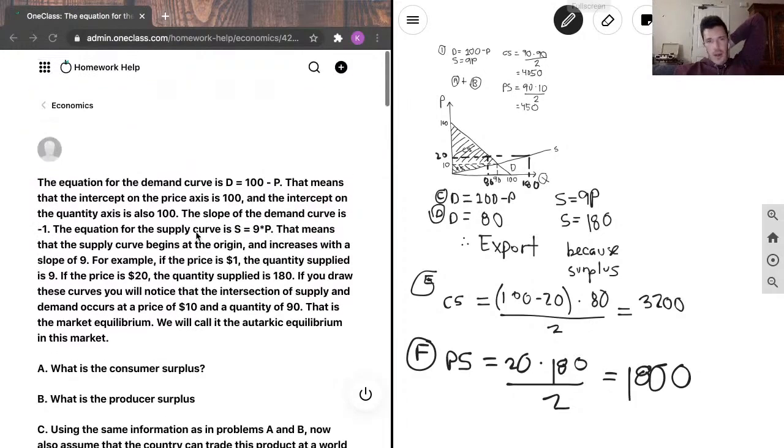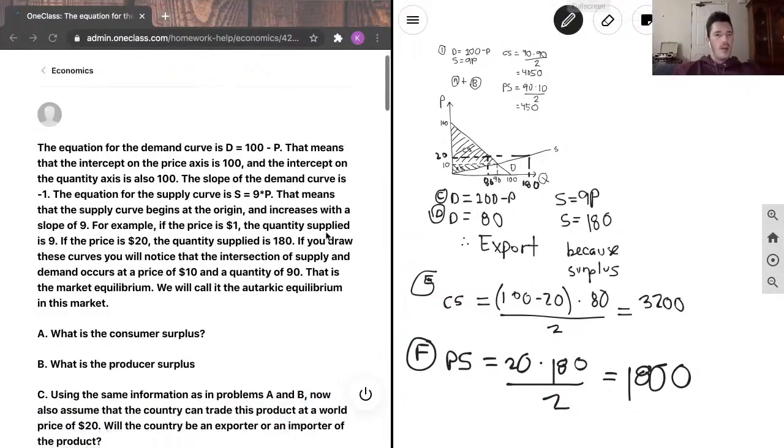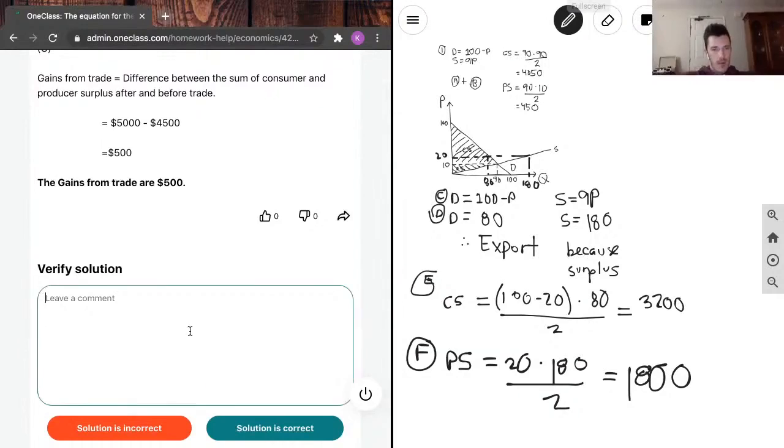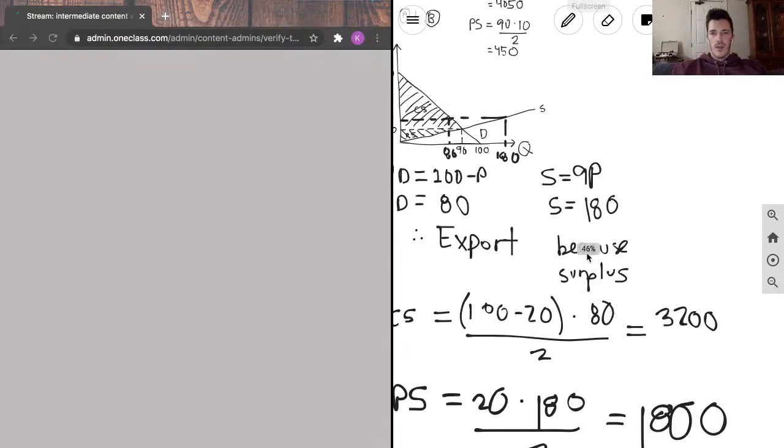I'm just going to leave it there. Just for the sake of time, I do have 9 more questions. So I will say, excellent job. That's correct. Can move on to question 2 here. I will zoom this up a bit.